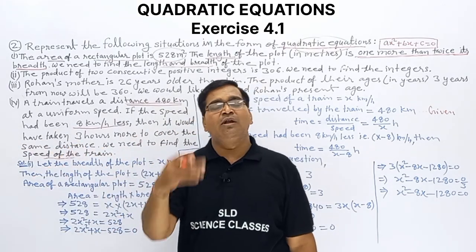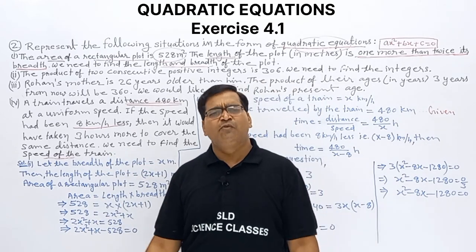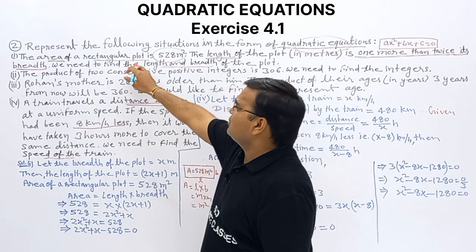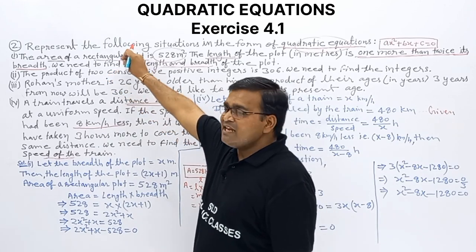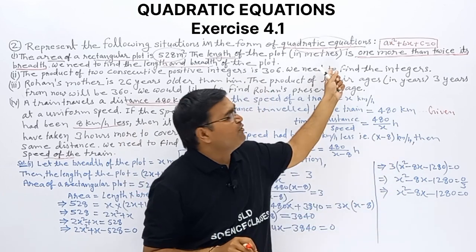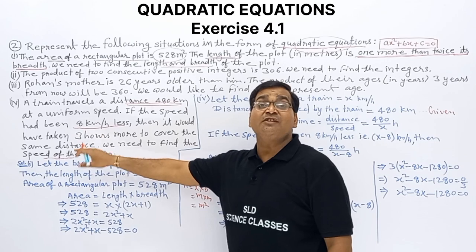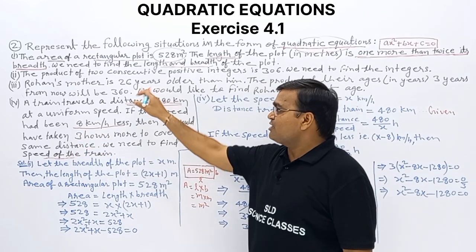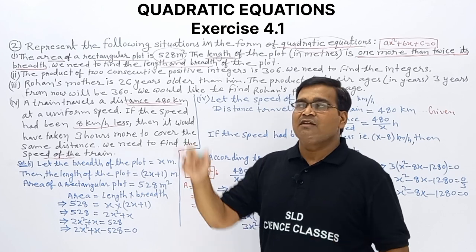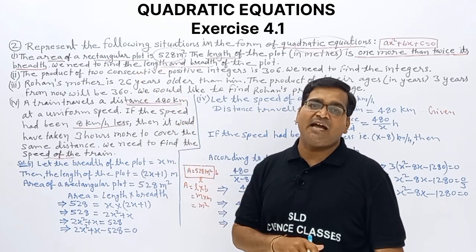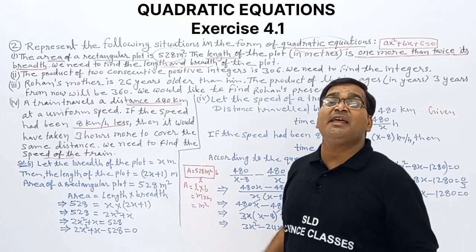Because if the condition is given, then only we can find it, otherwise how will we find it? For finding the speed, we require the condition, just as we did for the length and breadth, where area was given. So area is given, situation is given, then only we can solve. Here also we want speed, distance is given, time we calculated as distance upon speed. One situation is there, then only we can compare and solve.